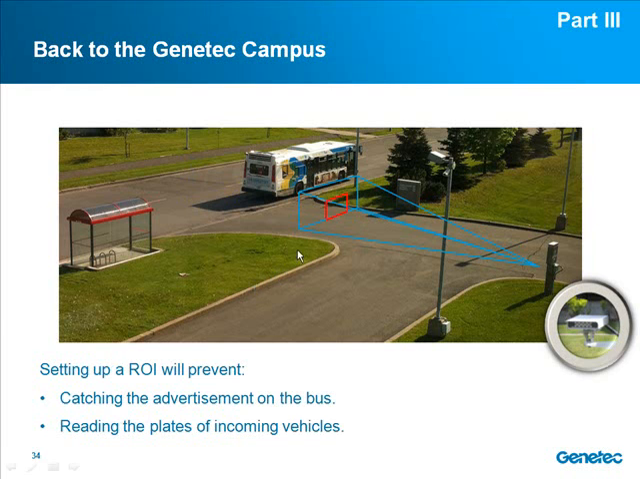So if we set up our region of interest, we'll be able to prevent seeing the text on the side of the bus. The trees won't be an issue here. And the only plates that we'll be seeing are those who are exiting the lot, and not the ones coming in from the incoming lane.